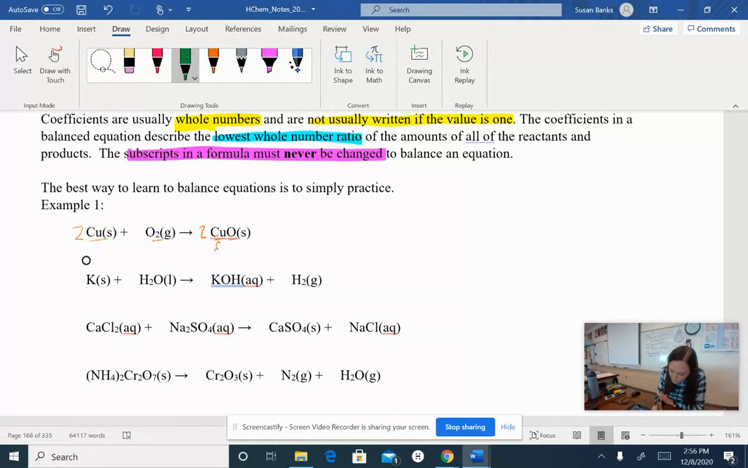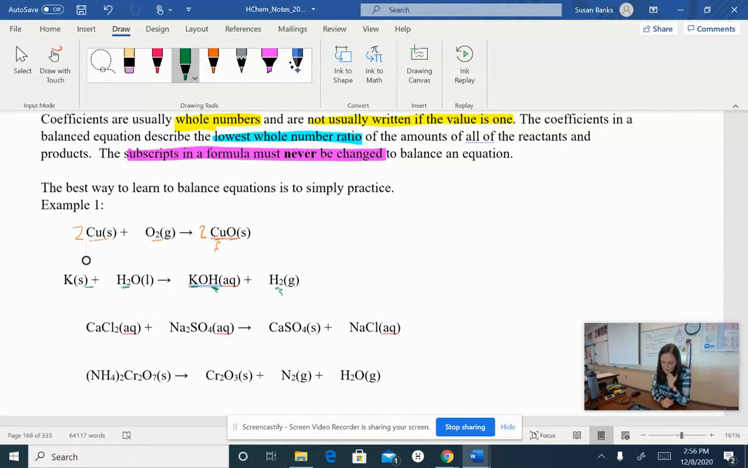Okay, so let's look at our next one. Potassium. I've got 1 potassium and 1 potassium, so it looks okay. Okay, I've got 2 hydrogens, and I've got 1 here, and I've got 2 here. I've got 3.